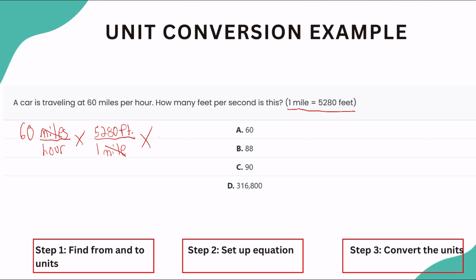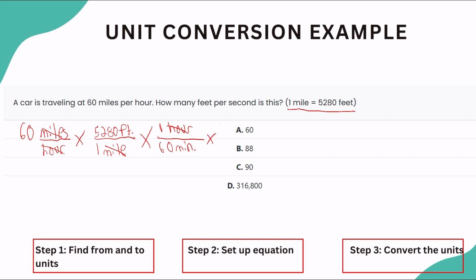All we have to do now is convert our hours to seconds. So, like I said, you have to know your time conversion. 1 hour is 60 minutes. Top and bottom, we can cancel. So now we have feet per minute. And this is actually where a lot of kids get tripped up. They forget they're going to seconds and they'll pick the wrong answer. And so make sure you're paying attention. We have to go to seconds.